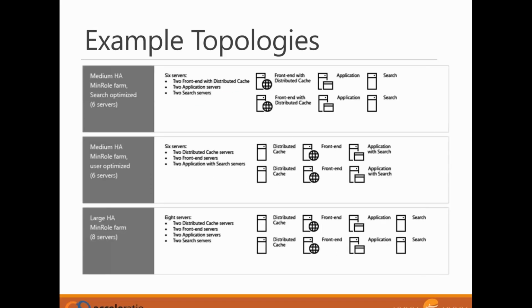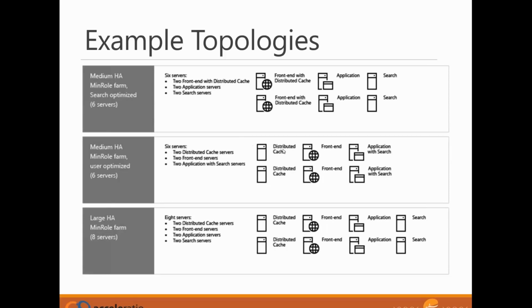But then we can do more interesting things like this by combining the shared roles and the dedicated roles. So in this case, we have the 6 server, which for your average farm is probably a good start point for SharePoint 2016. And this one is optimized for search. So we have front-end and distributed cache, we have app and search.